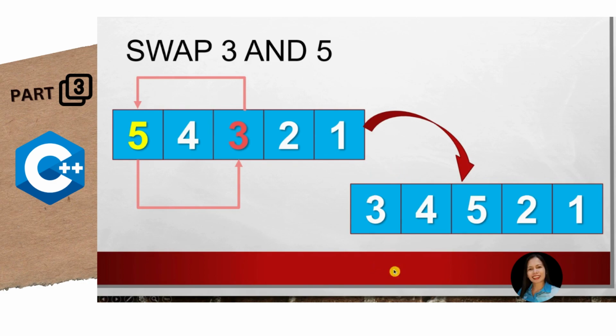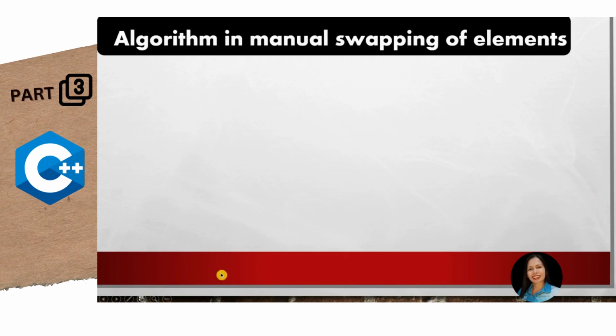As we all know, the number which is shown in the first index is actually assigned to 0. So 5 here is assigned to the index 0. Now let's try to proceed with our algorithm. Now how can we do that? What would be the step-by-step process?